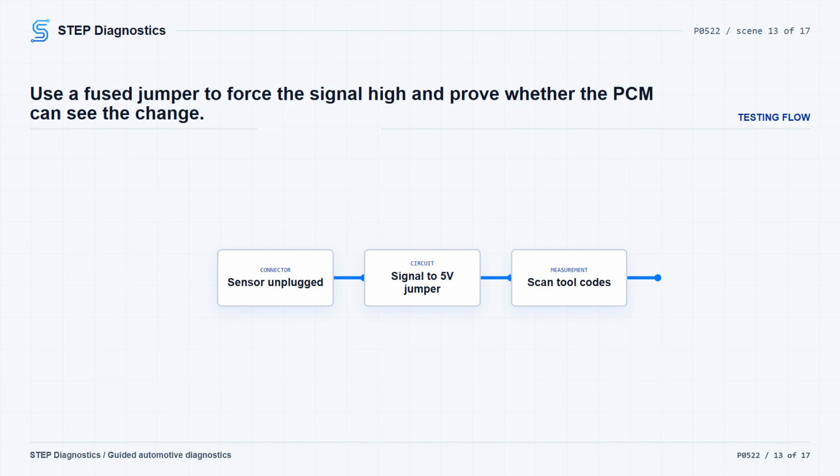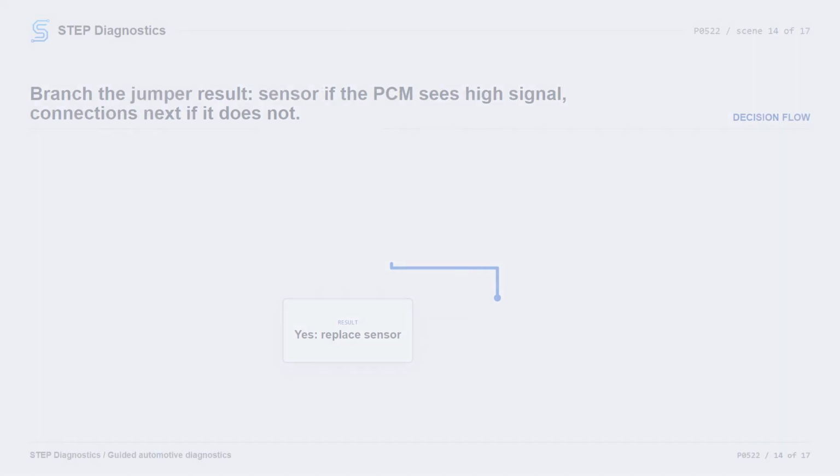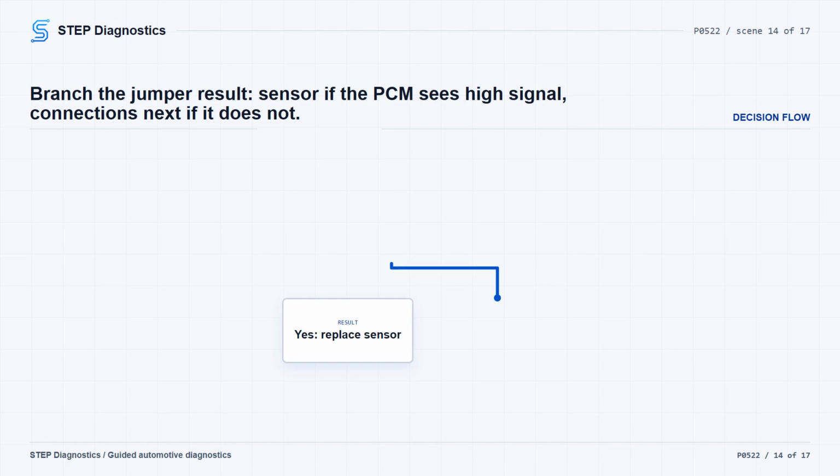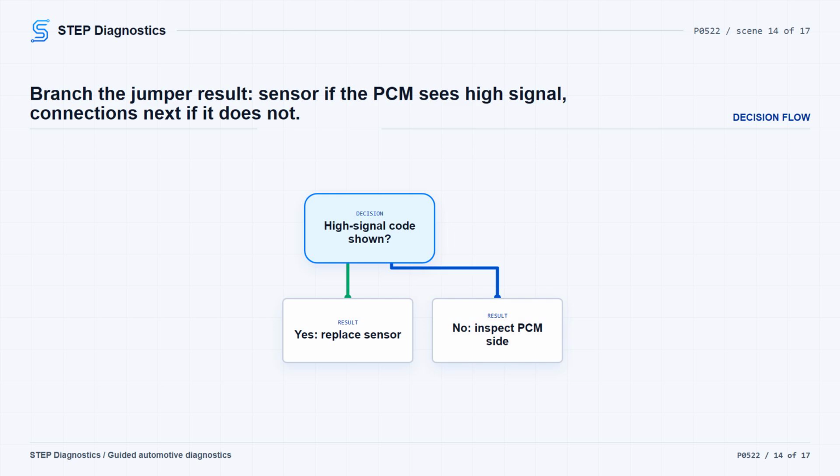Leave the sensor connector disconnected. With the ignition off, connect a fuse jumper between the EOP sensor pressure signal circuit and the 5-volt supply circuit at the EOP sensor connector. Turn the ignition on and read codes with the scan tool. If the scan tool shows the sensor signal circuit high code with the jumper in place, the PCM can see the signal change. So replace the faulty sensor and verify the repair. If it does not show the high signal code, continue to the PCM and connection checks.